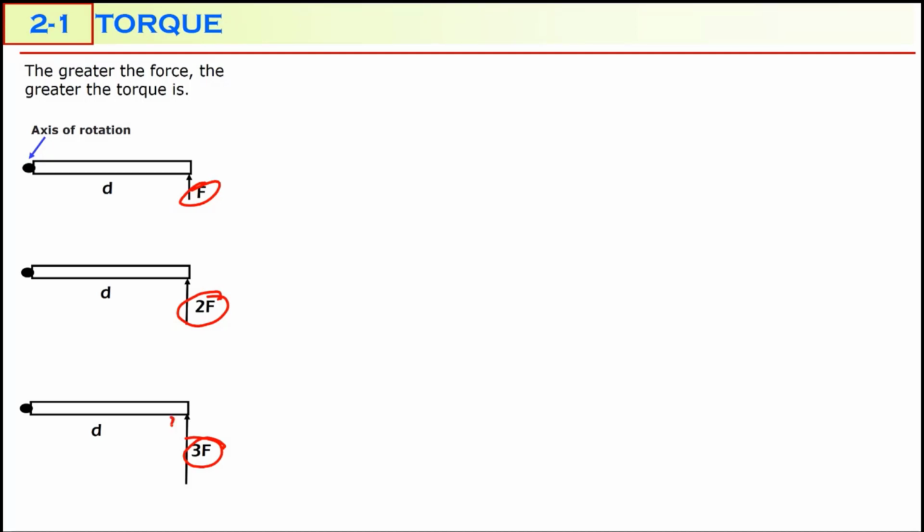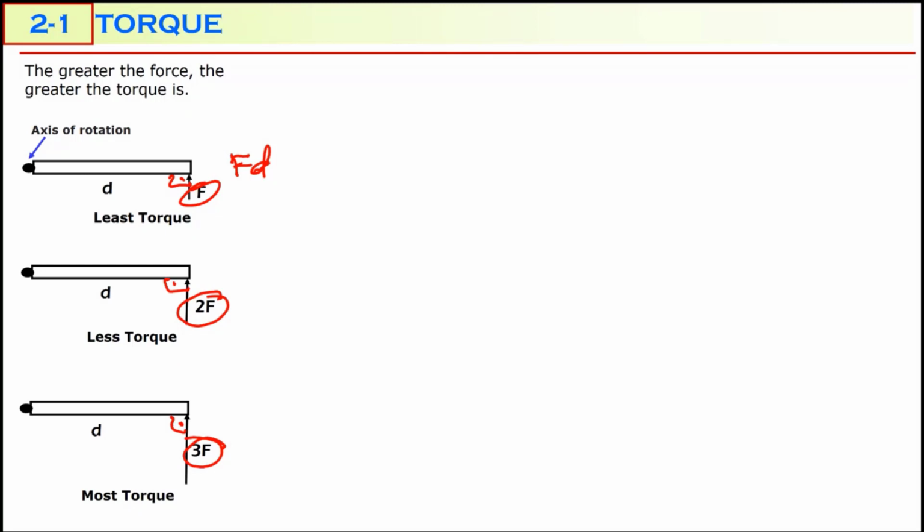All I have is this angle of 90 degrees for a simple calculation. The first one has a torque of F d. The second one has a torque of 2F d. The third one has a torque of 3F d. So the first one has the least torque, the second one has more, but the third one has the most torque. If you increase the force, of course the torque produced will increase.